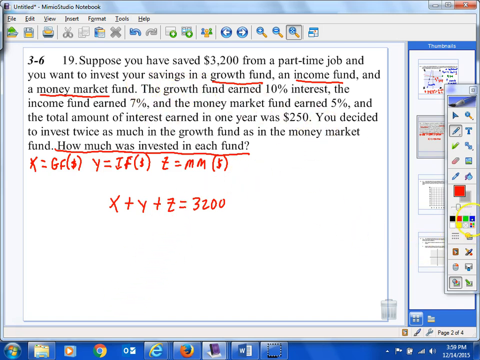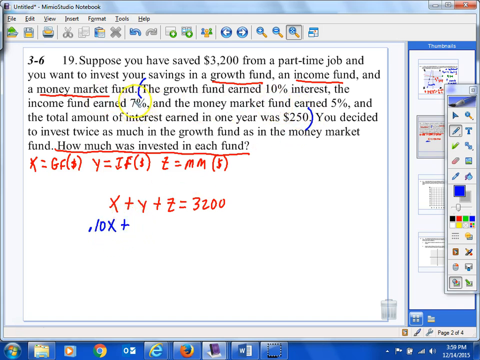My next equation focuses on how much I'm going to get back. The reason why we invest is we're hoping to get money back. Well, we got a total of $250 back, and we got it back from these percentages times each of the investment amounts. For example, the growth fund earned 10%. So in other words, 10% times the amount I invested in growth got paid back to me.